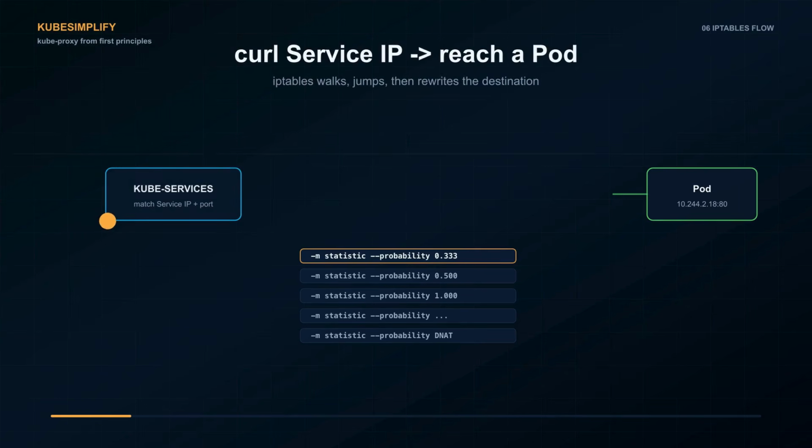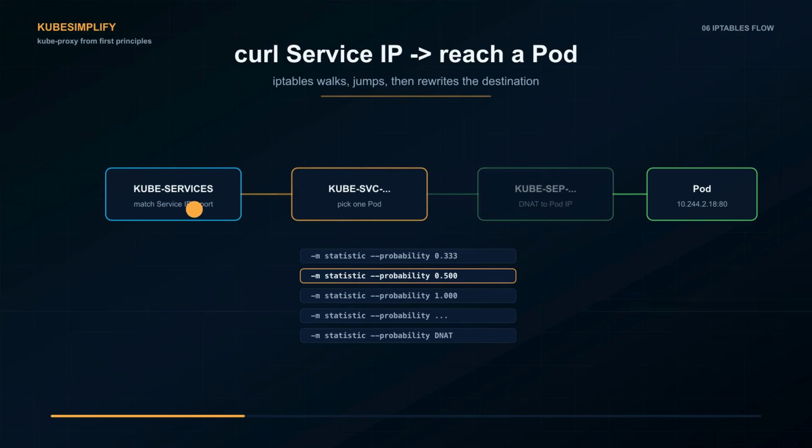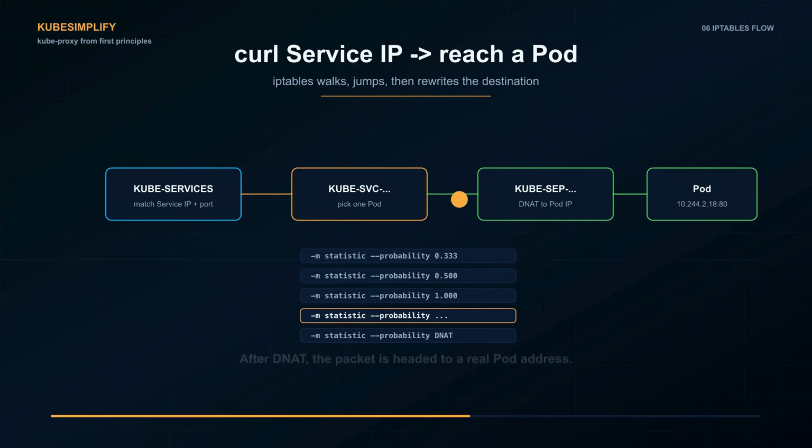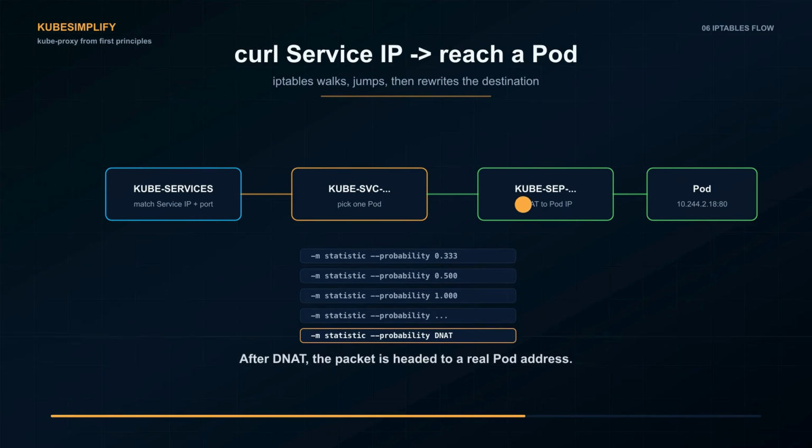You curl the service IP in iptables mode. The packet first matches a rule in KUBE-SERVICES. That rule jumps to a per-service chain. The per-service chain chooses one pod using probability rules. Then it jumps again into a per-endpoint chain. That last chain changes the destination from the service IP to the chosen pod IP. That destination rewrite is called DNAT.